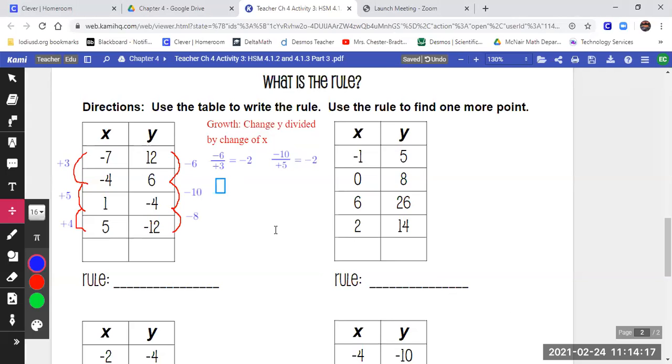So far we're getting excited, but we have to check the last one. You have to check all 3. Okay, negative 8 divided by positive 4. Move the negative up with the 8. Are we happy? Yes, because our growth came out to be negative 2.